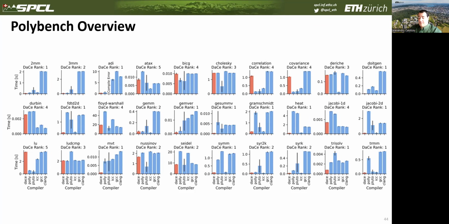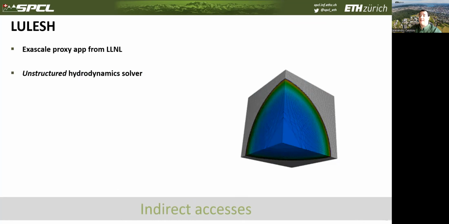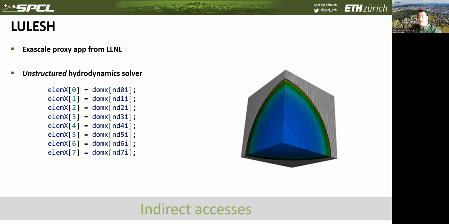We were not satisfied with just small PolyBench kernels. We wanted to test our approach on a larger code. For this, we have used the exascale proxy app from LLNL, LULESH, which is an unstructured hydrodynamic solver. An issue here in the optimization and compilation procedure is the fact that there are indirect accesses. So to know which elements are accessed, another array of indices is needed.